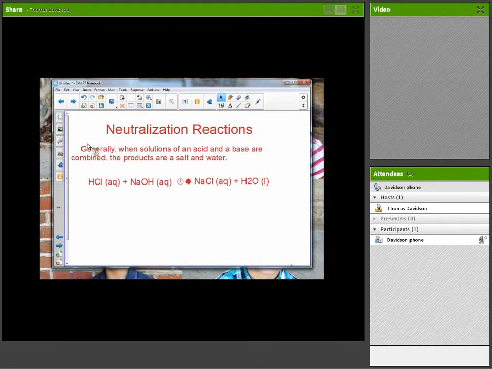A neutralization reaction, this was one we just barely did. I don't know why when I import it, it turns out with these weird things, but it does. This is just an arrow. So hydrochloric acid plus NaOH goes to NaCl plus H2O. What would happen to the conductivity of this solution over time?